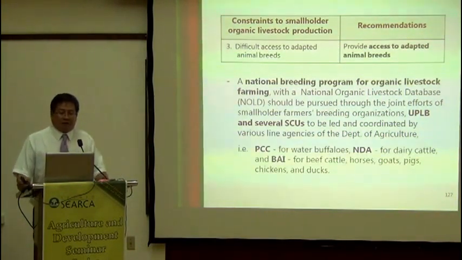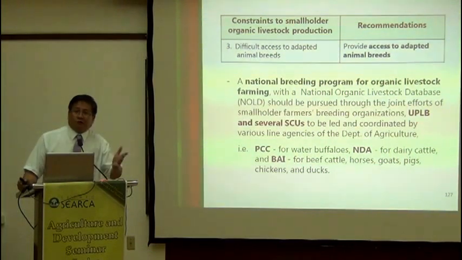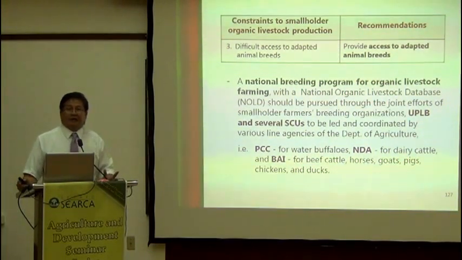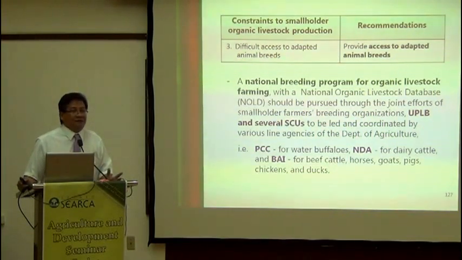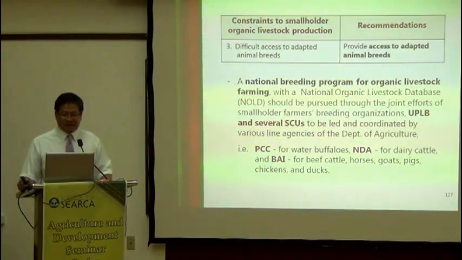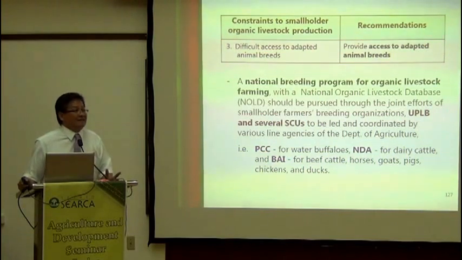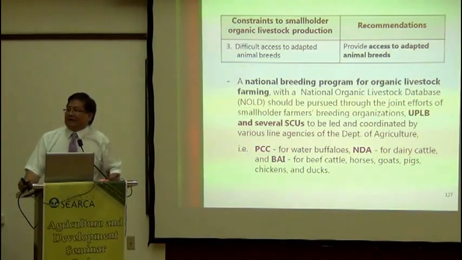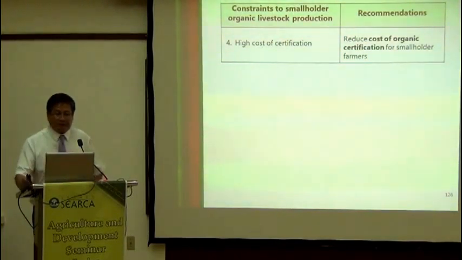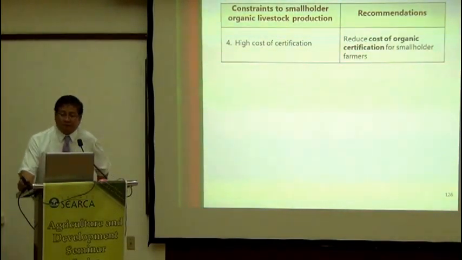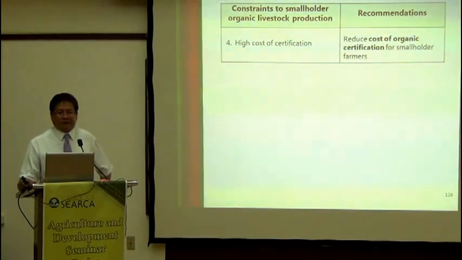For example, if you talk about buffaloes, then we go to PCC, the Philippine Carabao Center. If you talk of dairy cattle, then we talk to the National Dairy Authority. And then the remainder, all the others, go to BAI. That covers cattle, horses, goats, pigs, chickens, and ducks. So that's the proposal, and we do a pilot study on the program. And then the last issue is that of the high cost of certification. The recommendation is to reduce the cost of organic certification for smallholder farmers.